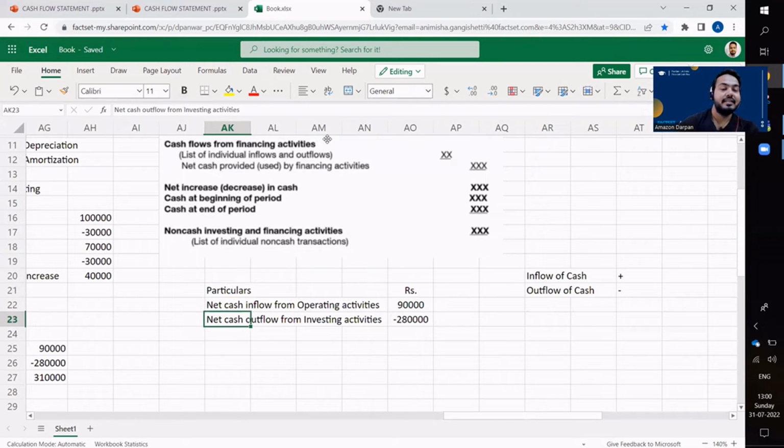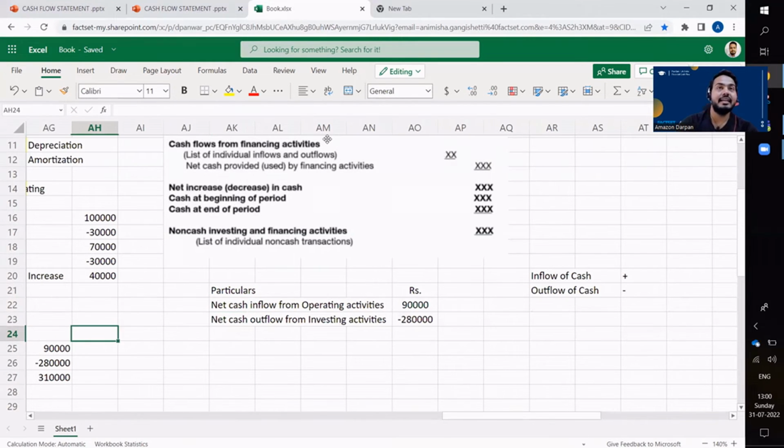yeah. Then we are looking at the third activity. What was the third activity? Quickly recall, quickly. Okay, I hope you answered it correctly. So it is cash flows from financing activity, and you can also see it here.